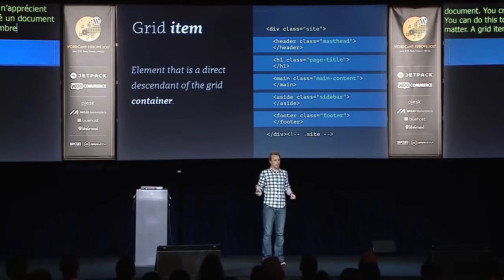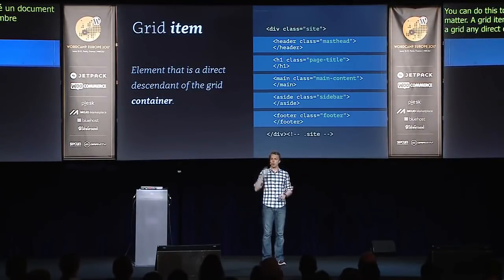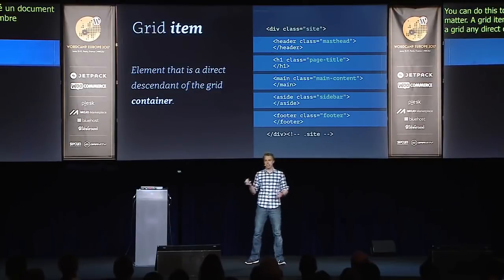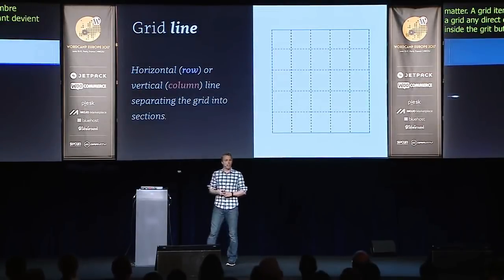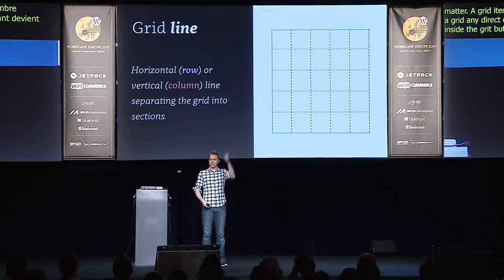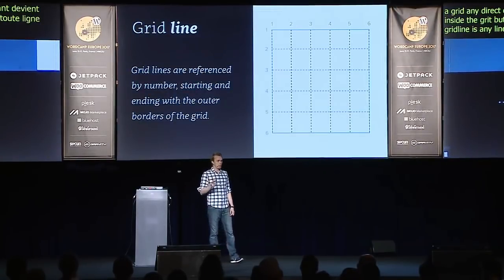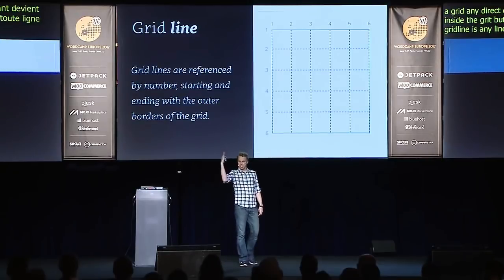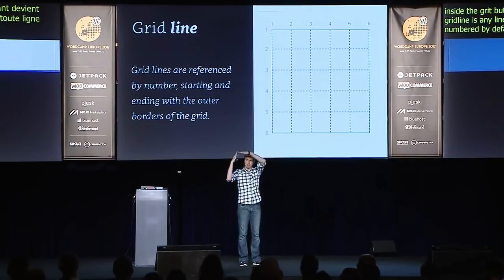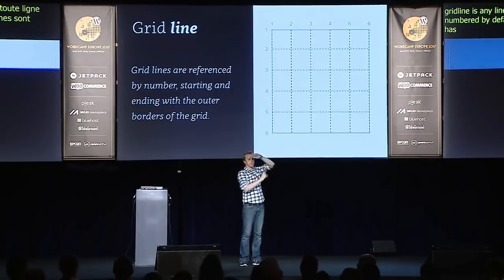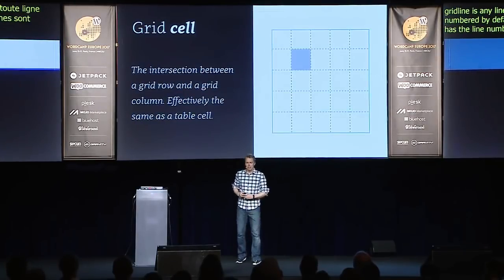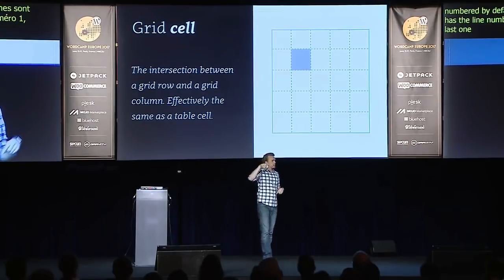A grid item is any direct descendant of a grid container. So if you create a grid, any direct descendant automatically becomes a grid item that's placed inside the grid, but only the first level descendants, just like it is with Flexbox. A grid line is any of the lines you draw inside the grid, horizontal or vertical. The grid lines are numbered by default, so the first edge of the grid, either vertical or horizontal, has the line number 1, and then you just count them, 2, 3, 4, 5, 6, and the last one has the last number. A grid cell is any cell inside the grid.